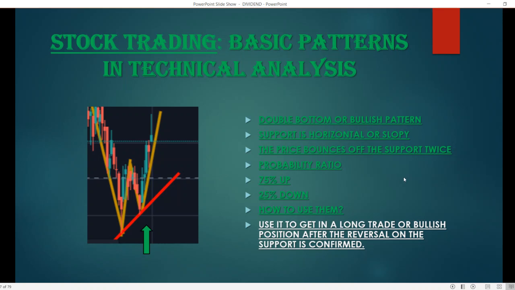How do you use a double bottom? You mostly use it to get in a long position. It means the trade was going down, then you see that reversal confirmation. That is a signal to get long, to take a bullish position, on that confirmation. So let's look at a chart quickly so we will see.